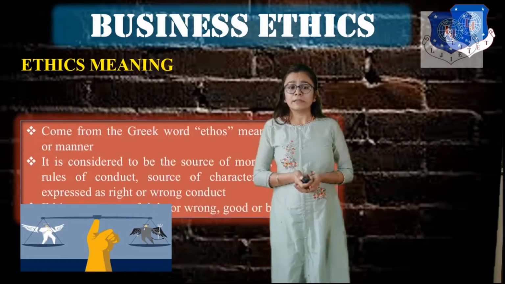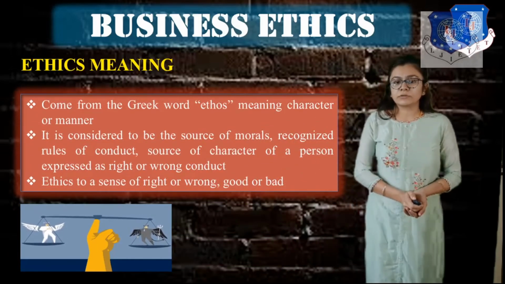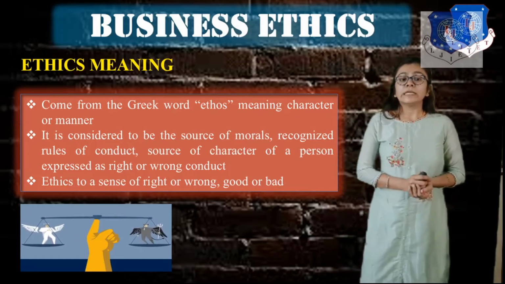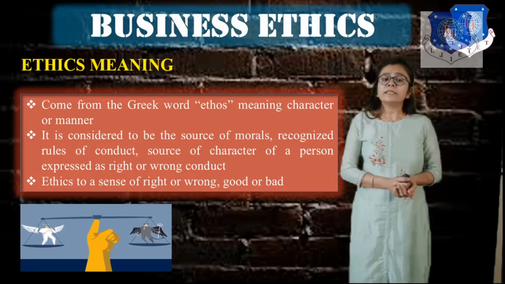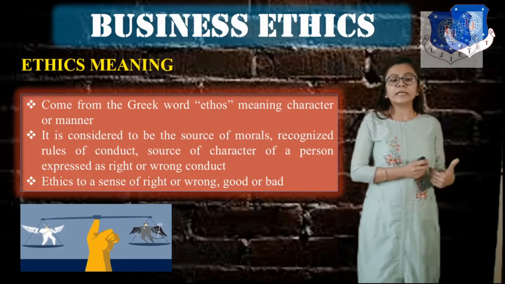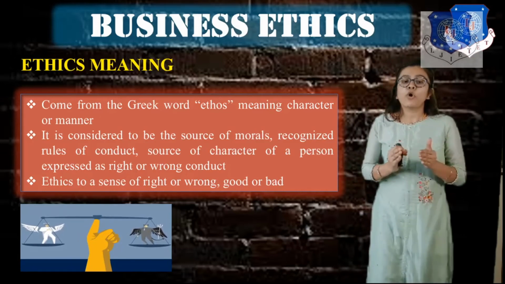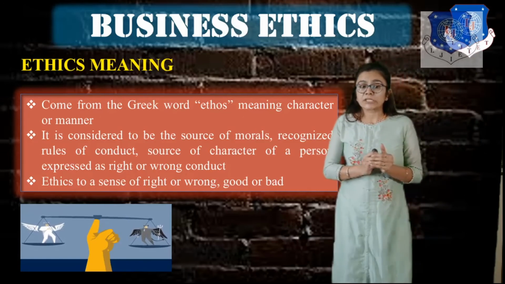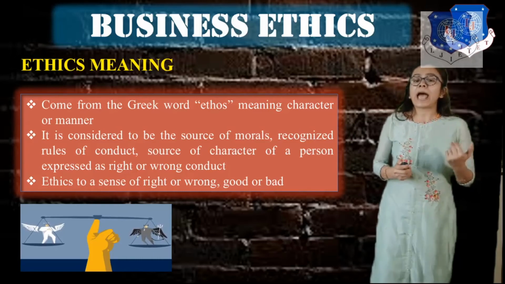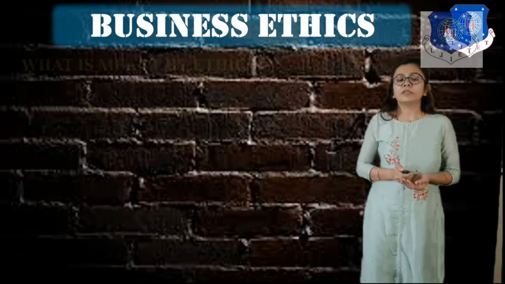And what is ethics? Let's learn it. It comes from the Greek word ethos. What is the meaning of ethos? Ethos means character, ethos means manner. It is considered to be the source of morals, recognized rules of conduct, source of character of a person expressed as right or wrong conduct. Ethics is a sense of right or wrong, good or bad, what I have to do, the right thing or the wrong thing.